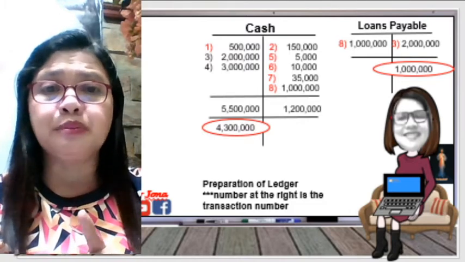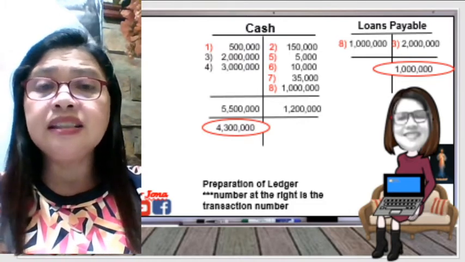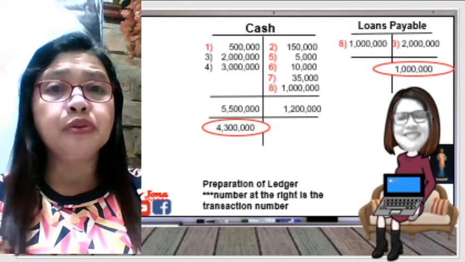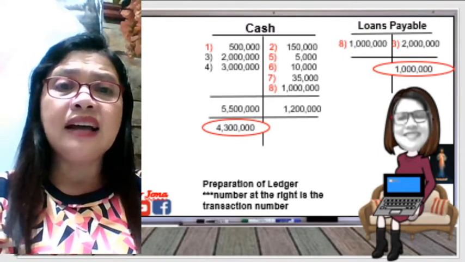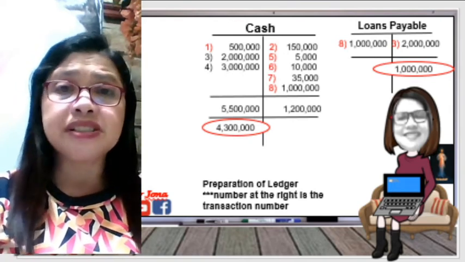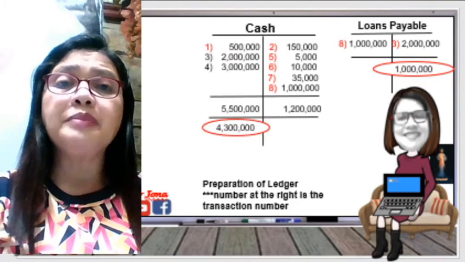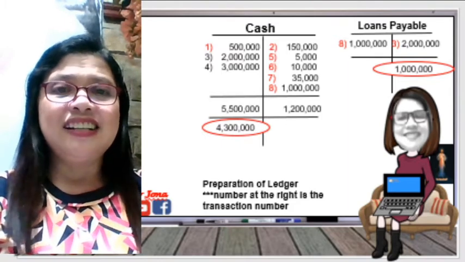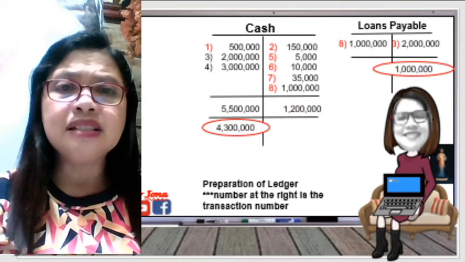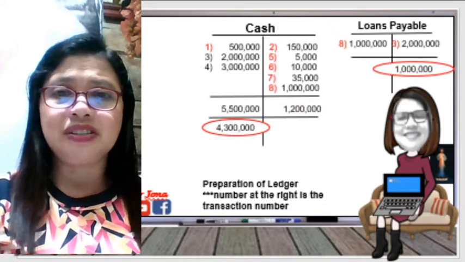With the loans payable, this is transaction number three. If you will notice number three, 2 million. That is the transaction when the trading company borrowed money from the bank. And again, it was on the credit side, and it was debited on transaction number eight when the company paid half the loan. Okay, so there is a credit balance of 1 million pesos.